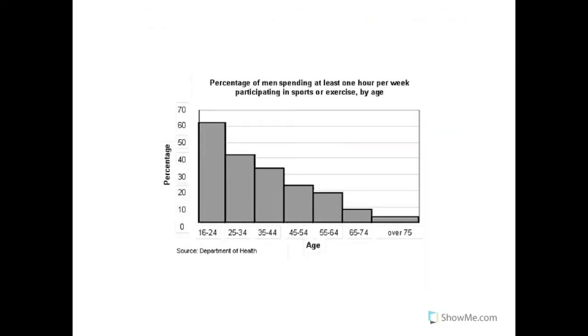Okay, this is a histogram. Now you might look at it and say, well, Mr. Quick, that's a bar graph. What's the difference? Okay, in this case, it's the percentage of men spending at least 1 hour per week participating in sports or exercise by age. Now, that's a lot of information to put on there.